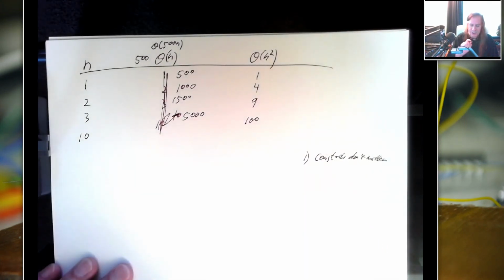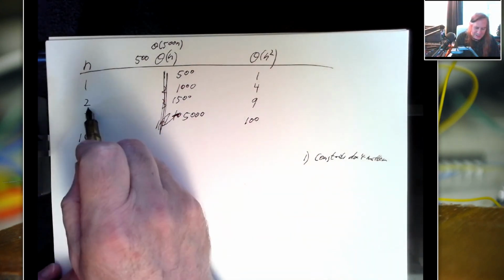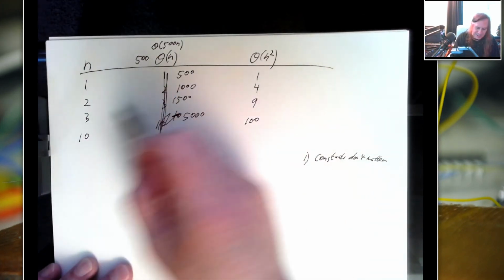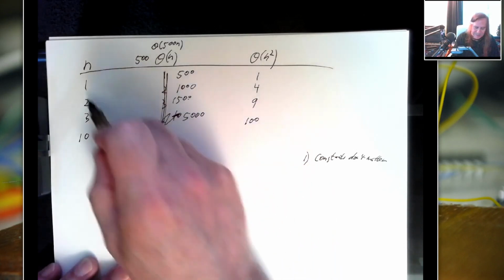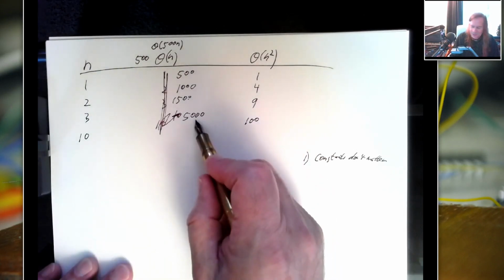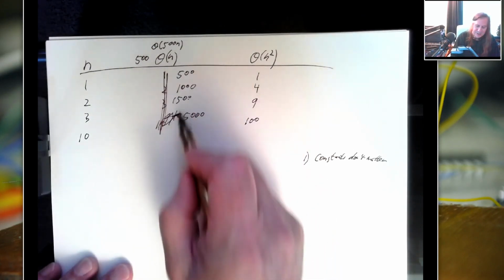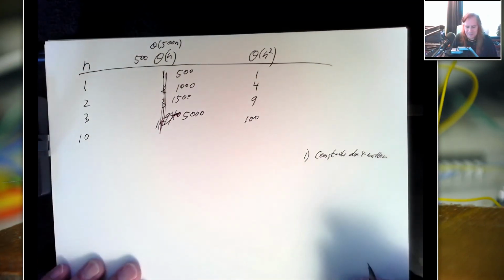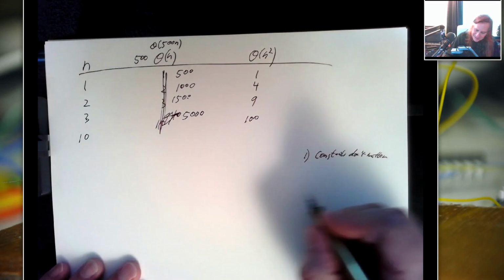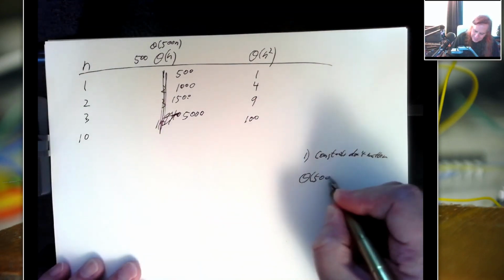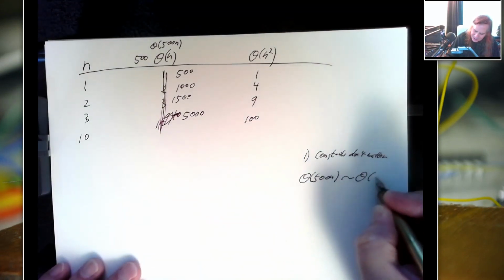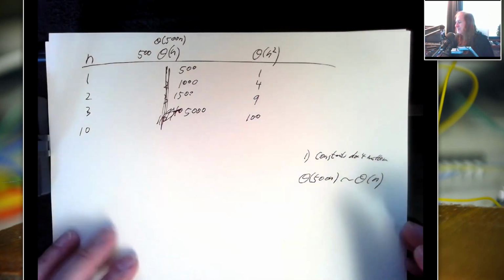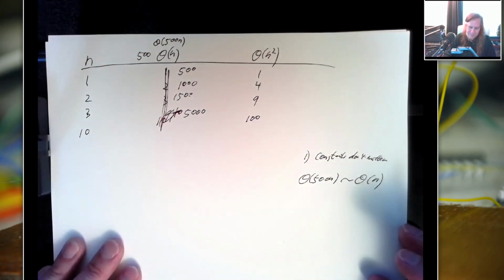But if we look at the growth rate, we doubled the amount of data, we doubled the amount of time. We triple the amount of data, we triple the amount of time. 10 times as much data, 10 times as much time. Even though these numbers look larger, the growth rate is still linear. So order 500n is the same thing as order n. So I've got a little squiggle there. It says that effectively it's the same thing.